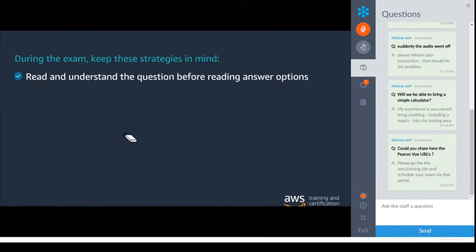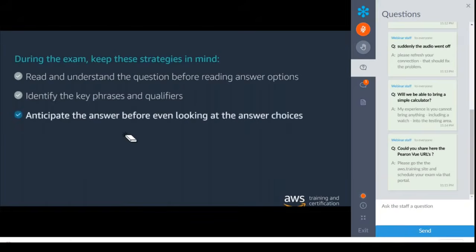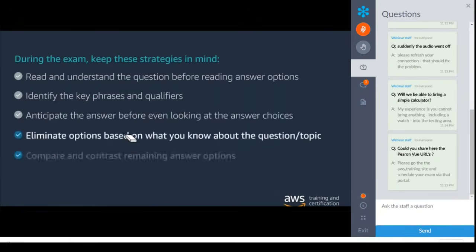Again, each person will use their own strategy, but there you go. Identify key phrases and qualifiers. So yeah, look for those key words or key phrases that pop out that can steer you to the correct answer. Anticipate the answer before looking at the answer choices, like glue earlier, right? Eliminate options based on what you know about the question topic, and compare and contrast the remaining answer options.